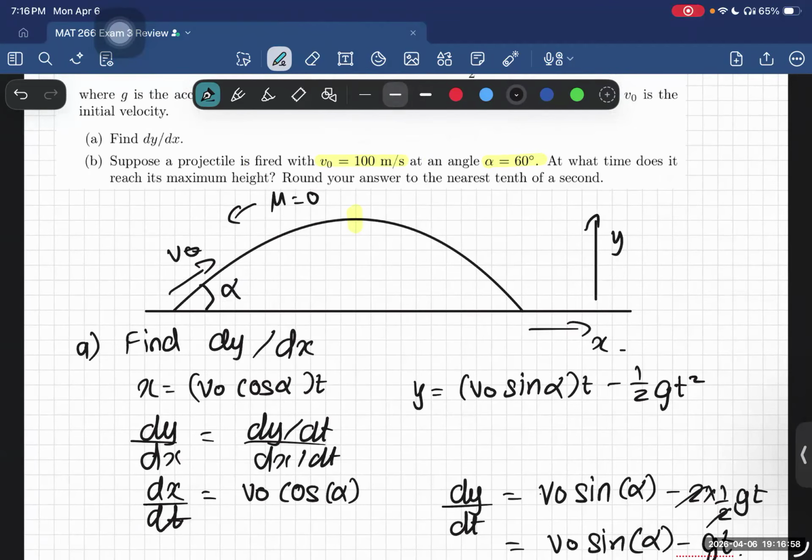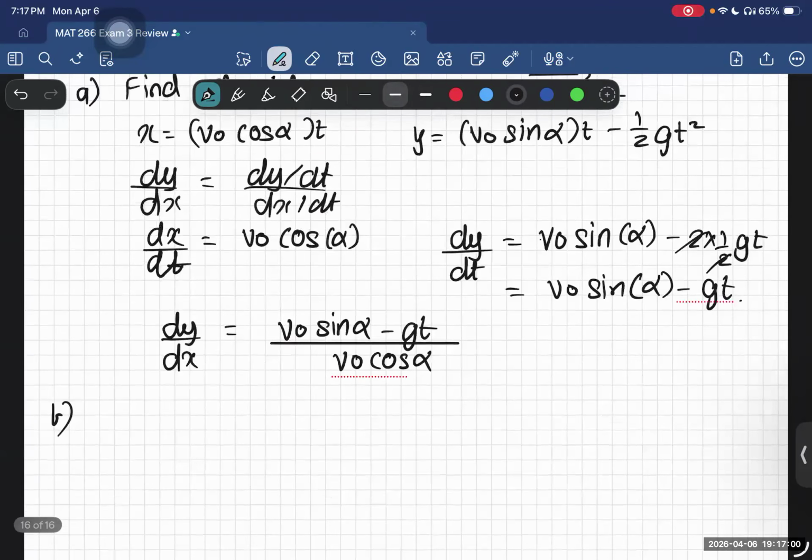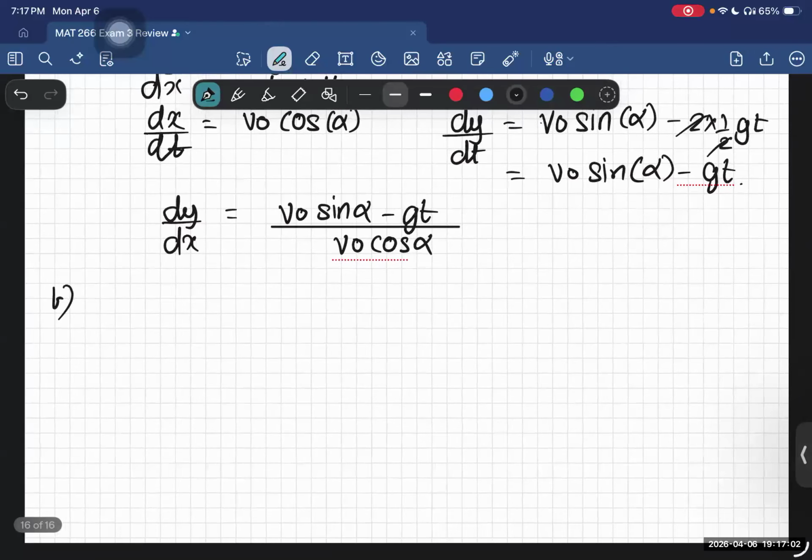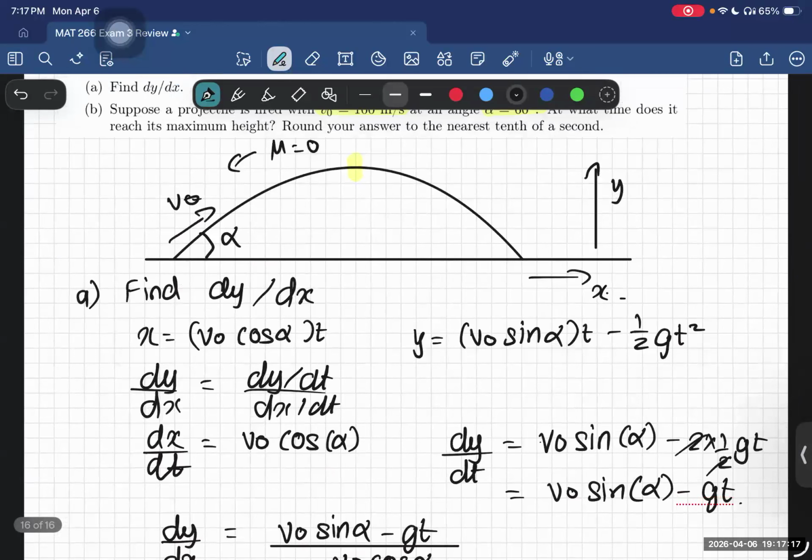So this is my y-axis and this is my x-axis, so it's clear and there's no confusion about it. If you remember from the first step, I had my dy over dt set up as v naught sine alpha minus gt. And this should be 0, because when we are at this point right here, if you see, the slope is 0.